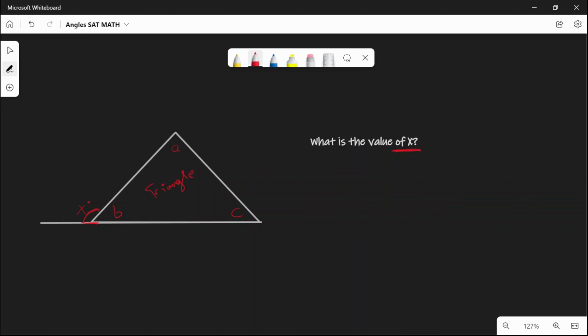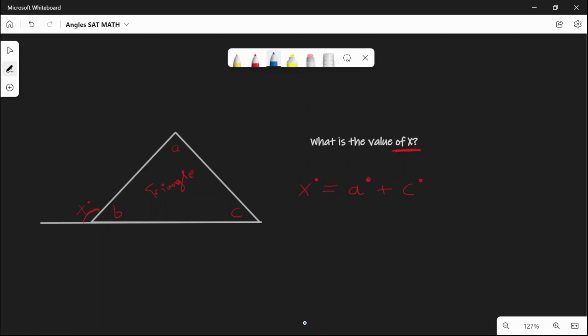So you should know a rule, which is the exterior angle x is equal to the value of the two opposite angles of this triangle, which are angle A and angle C. So the measure value of x is equal to the measure value of A plus C.